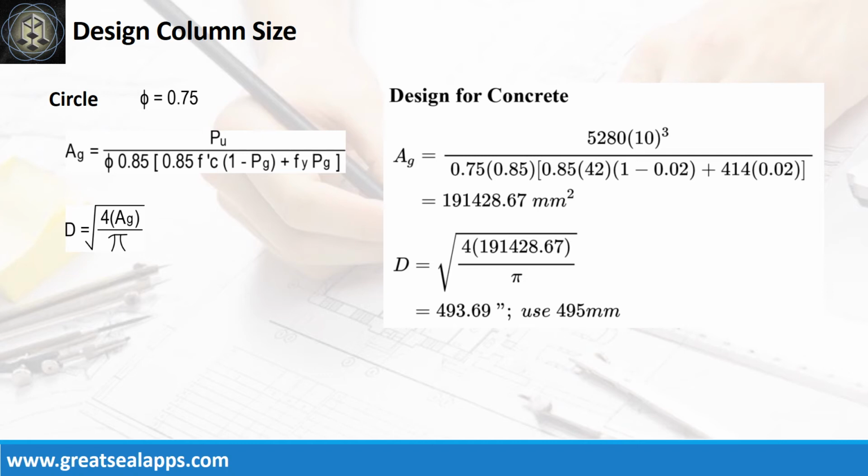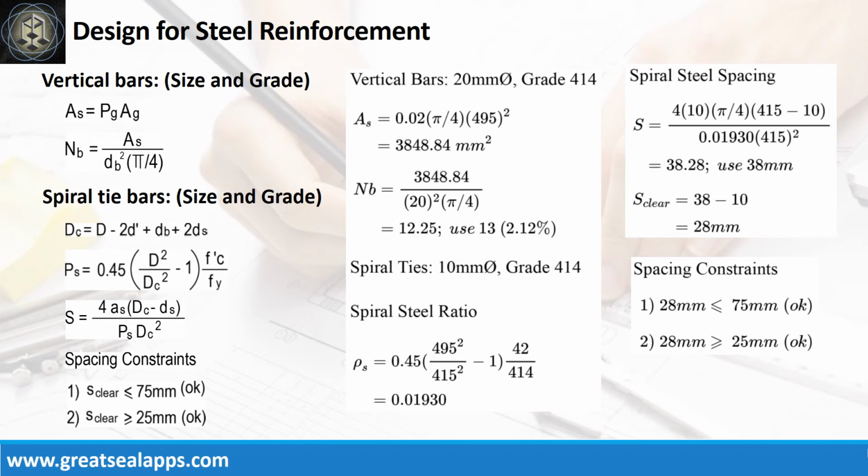Given factored axial load equals 5280 kN and steel ratio equals 2%, the gross area of section is 191,428.67 square millimeters for a column diameter of 495 millimeters. Given steel ratio equals 2% and column diameter equals 495 millimeters, the area of steel is 3,848.84 square millimeters. The number of vertical bars for 20 mm bar is 13.